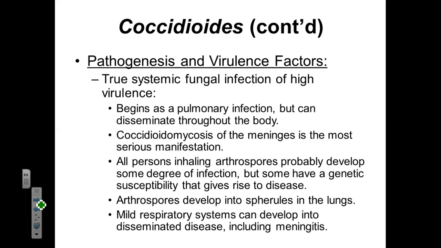All people that inhale the arthrospores from this fungi are probably going to develop some degree of infection, but a wide number of us will have a genetic susceptibility that will give rise to this disease. The arthrospores are going to develop into spherules in the lungs, and depending on how immunocompromised we are or a genetic predisposition, these mild respiratory symptoms may develop into a disseminated disease that eventually makes its way to the meninges of the central nervous system, resulting in meningitis.